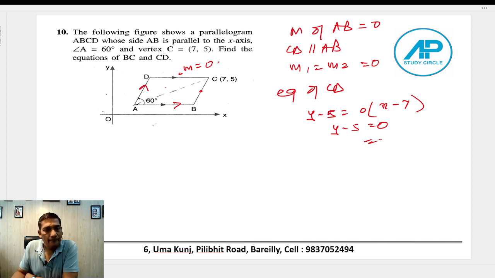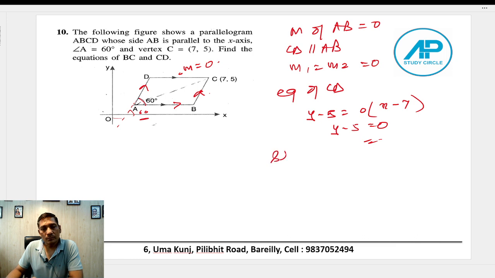The line AD and line BC are parallel. So that means I should have some method to find the slope of line AD. As you can see here, line AD is inclined to AB at 60 degrees. If I produce this line like this, then you see this angle and this angle both are 60 each. That means AD line is inclined to x-axis at the angle of 60.